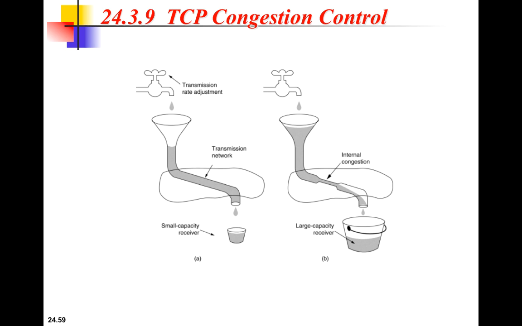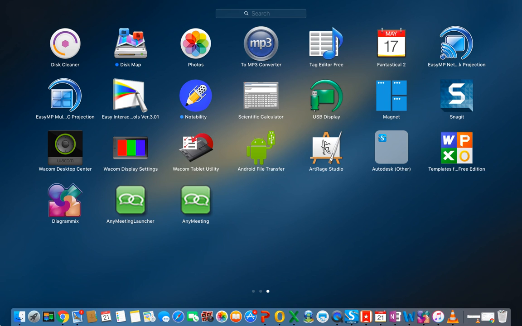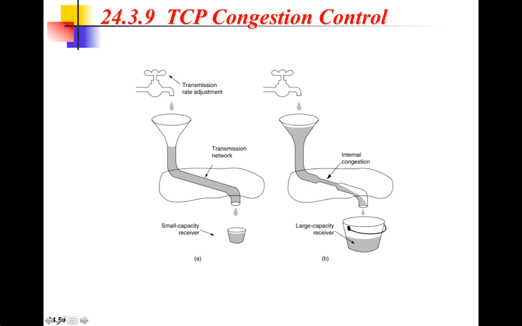TCP Congestion Control is the final topic in our chapter. This is the third solution that we have developed in TCP for reliable delivery of information. An example is given here to demonstrate what we mean by congestion in this case.